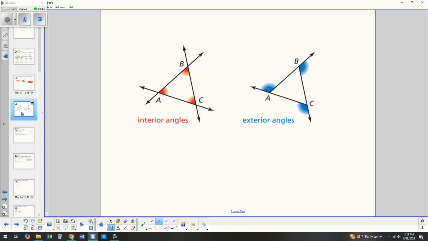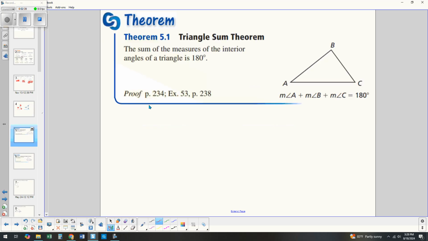Triangles have both interior angles and exterior angles. So the interior angles are the angles, like if I didn't see any of these pieces here, they're just the angles inside the triangle. But if you extend the sides of the triangle, you form exterior angles. We'll first focus on the interior ones. So the interior angles of a triangle add to 180 degrees. That is called the triangle sum theorem.